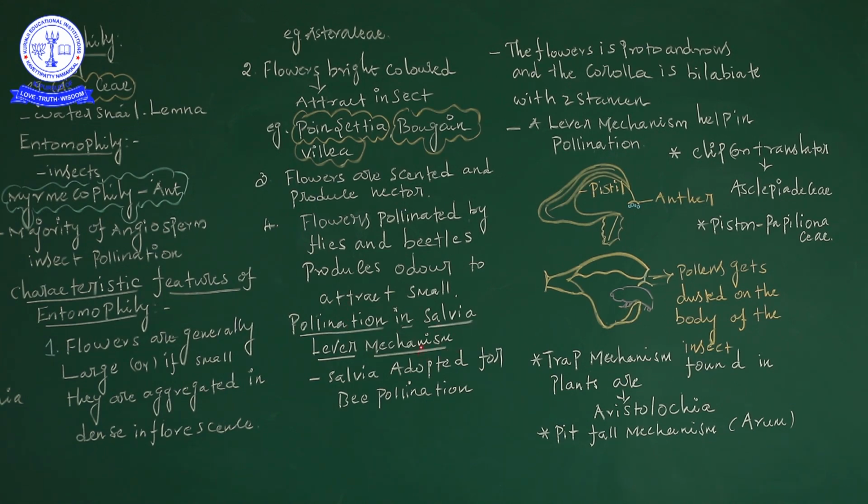Okay, the liver mechanism and also salvia adapted for the pea pollination. Okay, which one is the plant character is in salvia. And then the flower is protandrous and this corolla is bilabiate. These all bilabiate and divided இருக்கும். So that is called the bilabiate with the two stamens is present. And then liver mechanism help in the pollination.